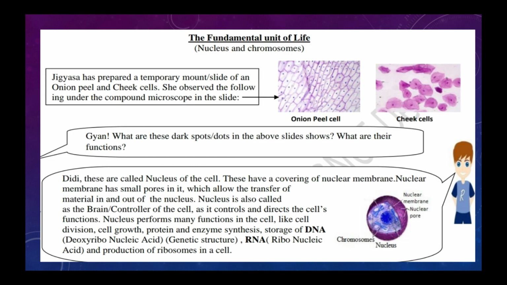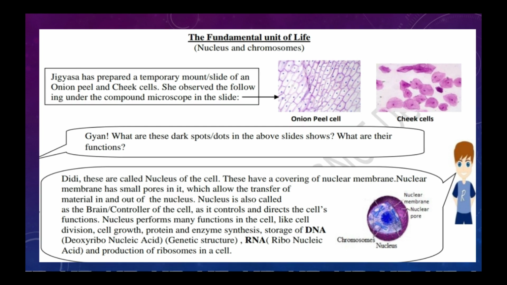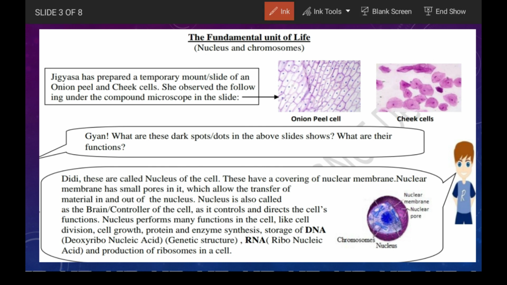So look at it now. Coming to our worksheet, the fundamental unit of life, specifically about nucleus and chromosomes. Jigyasa has prepared a temporary mount slide of onion peel and cheek cells. This type of slide you will also have prepared in your 8th class, I guess, and you must have seen this type of slide there. And this type of slide you will also get to prepare in your 10th class. This is your plant cell slide and this is your animal cell slide. So look at the differences between both of them.